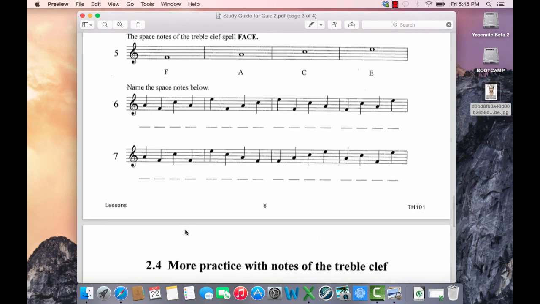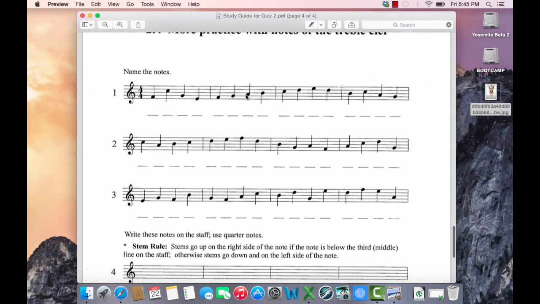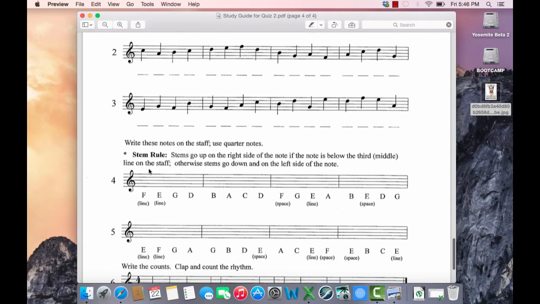Let's go to the last page, which is more practice with the treble clef, and we learn about the stem rule. Stems go up on the right side of the note, usually. However, if they pass or are on the 3rd line from the bottom, 1, 2, 3, the stems of notes go down. That's simple. They go up if they are low on the staff. Once they get above or on the 3rd line, the stems go down. A note has 2 parts, the note head and the stem. That is the stem rule.